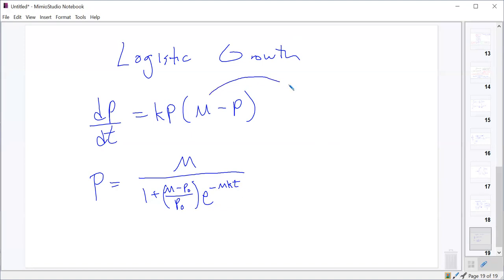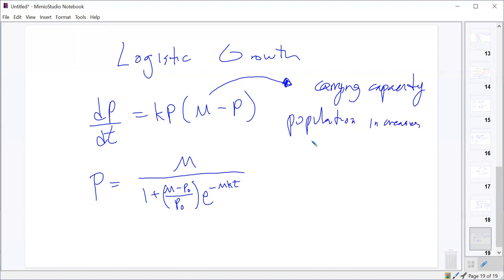We want to remember a few things about our logistic growth equations. Number one, that M we call the carrying capacity. And so M is our carrying capacity. That is the maximum value that our population could ever reach. Okay? And we also want to remember that they ask this sometimes, that the population increases most quickly at 1/2 of your carrying capacity. Okay?